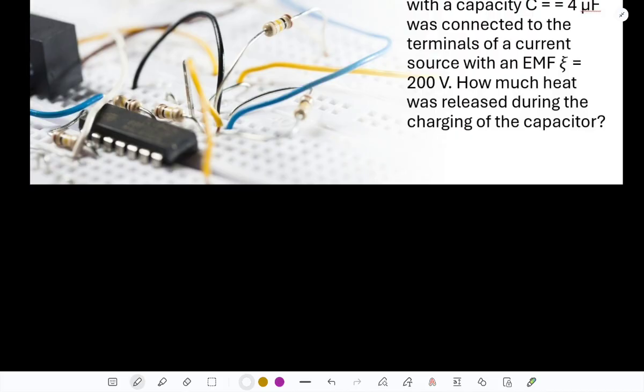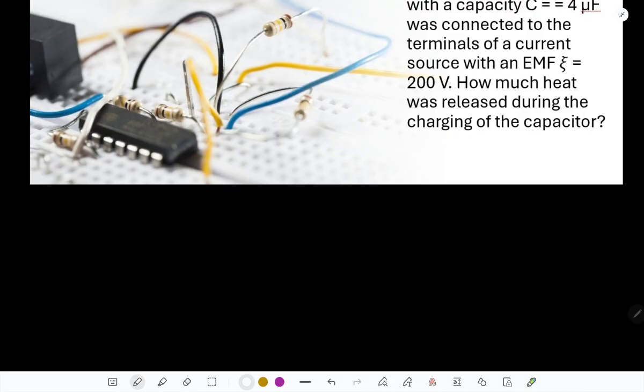So in fact, heat is being done on the system instead of by the system. In this case, our battery does work on the capacitor, so this is basically the work done on the system by the external agent, or by the surroundings. And heat is released.